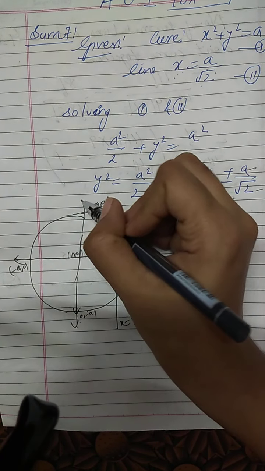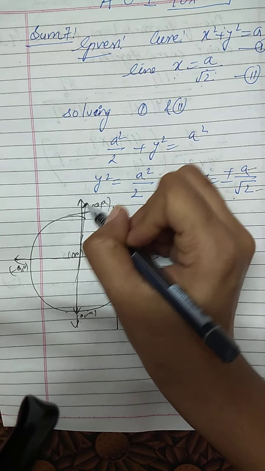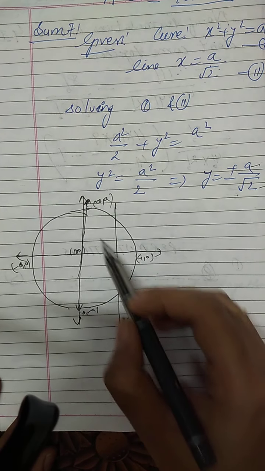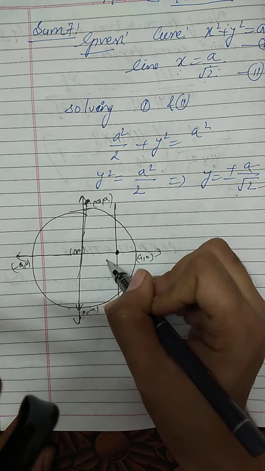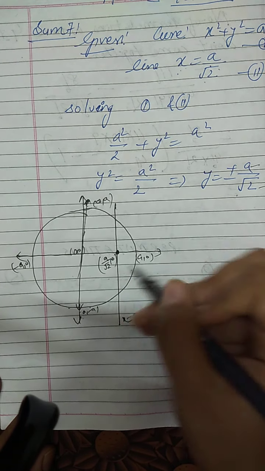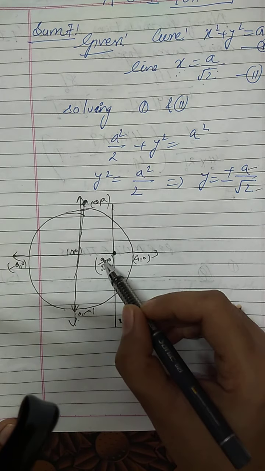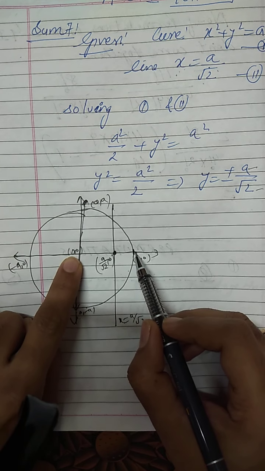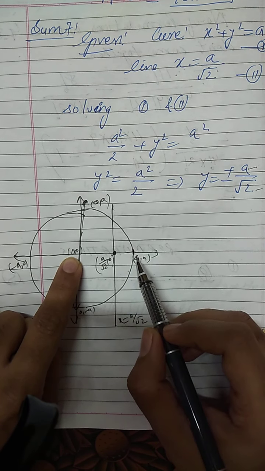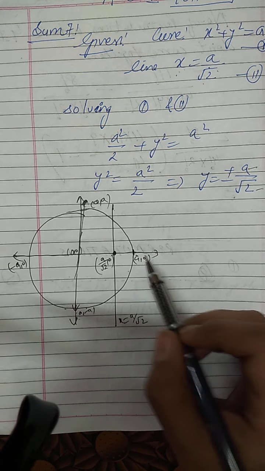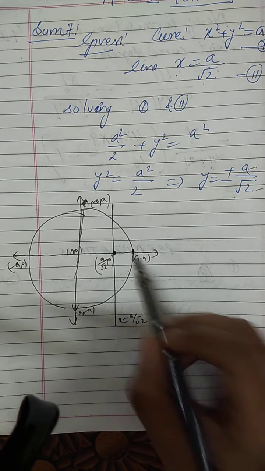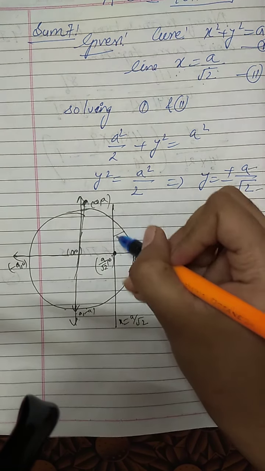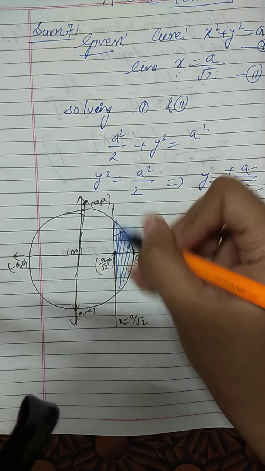Now we are supposed to find the smaller region cut off by this line. So this is not the smaller region. What is this point? This point is a by root 2 comma 0, because the line will cut the x-axis at the point a by root 2 comma 0 only. And this is which point? This is a comma 0, the vertex, and a will be the length of the radius. So this is the smaller region that we are supposed to find, right? This is the region that we have to find.